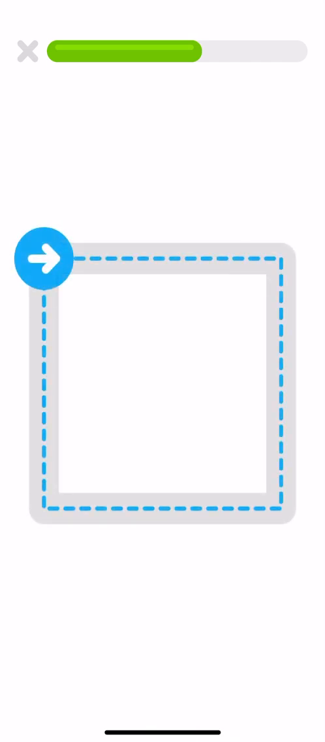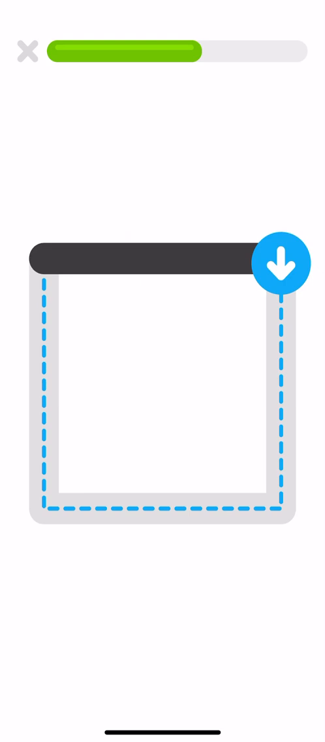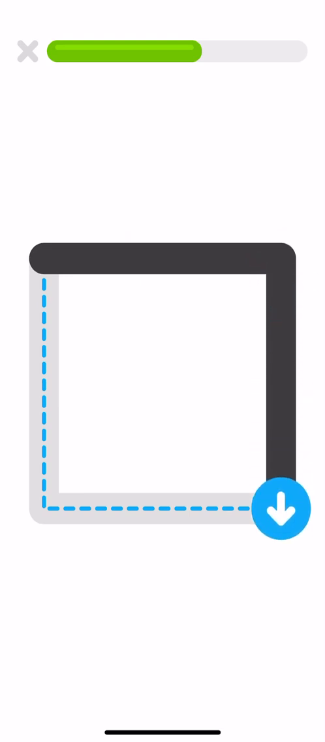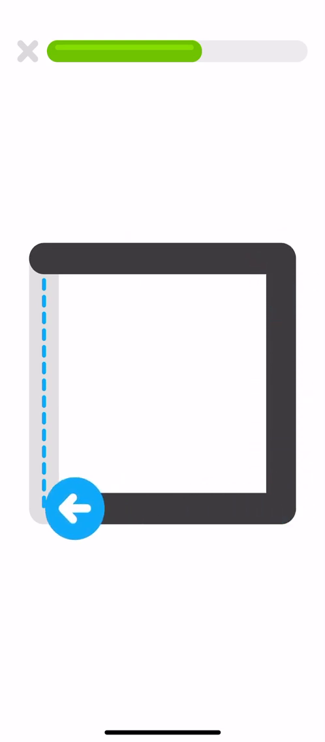Draw the square. Try starting from the dot.